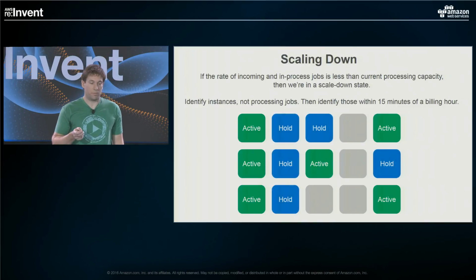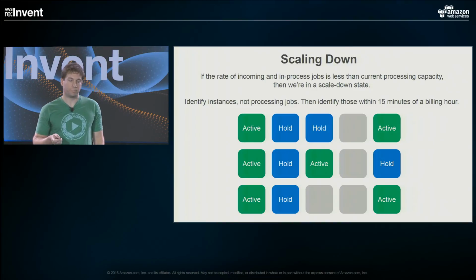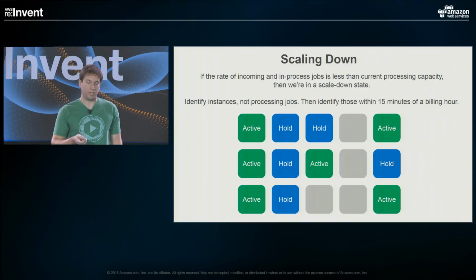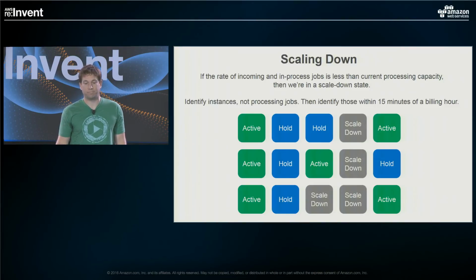So the rule of thumb we've come up with is never turn a machine off unless it's within the last 15 minutes of its billing hour. And we found that the APIs make it really easy to find out when the billing hour is actually up. So it's just these 4 machines that are viable for scale down.